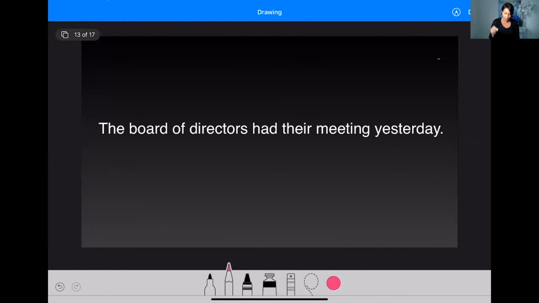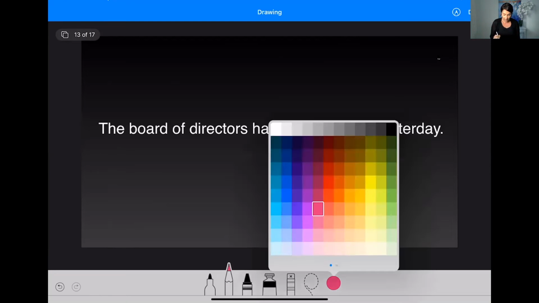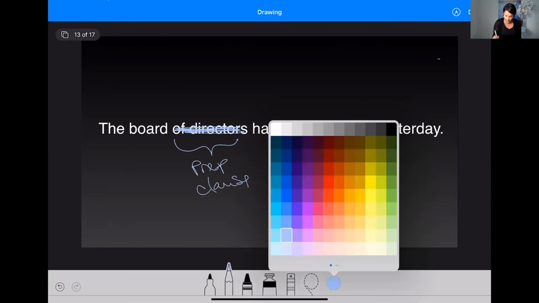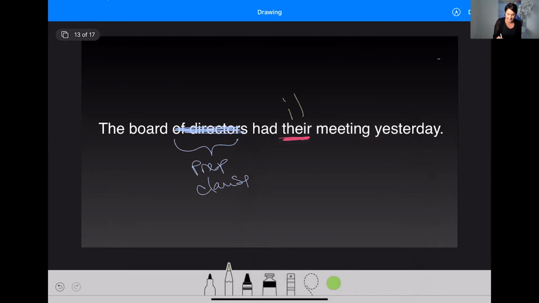Here's what I caution you. When you see the word there in any sentence, including in your writing on the essay, slow down and locate your subject. Well, remember, this is a sneaky, oops, I did the wrong one, sorry. Of directors is a sneaky prepositional clause or prepositional phrase. You should be able to cross it off. The board had, and it sounds weird, but it is the right way to do things, had its meeting.